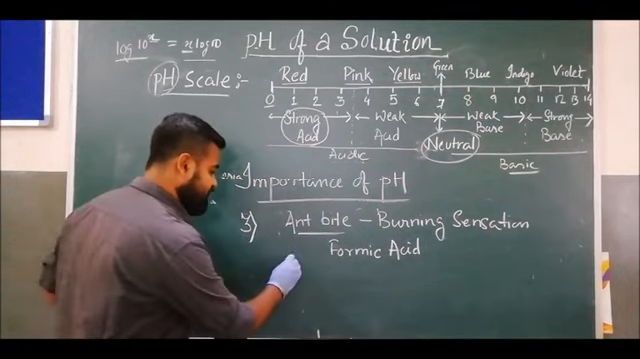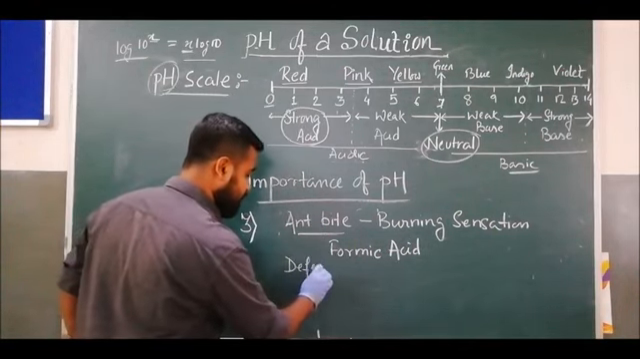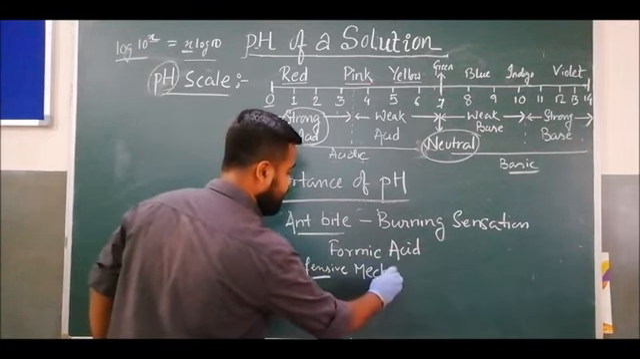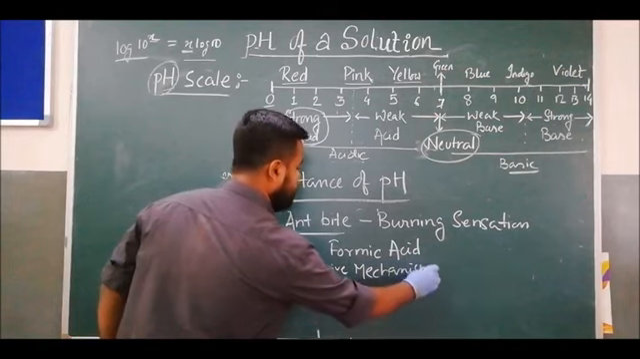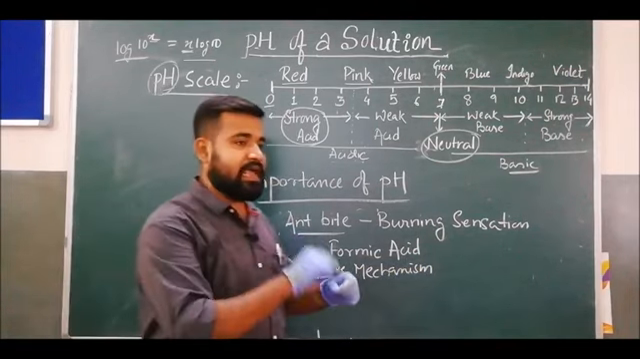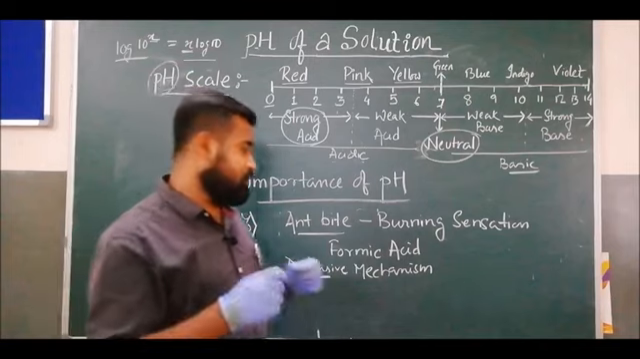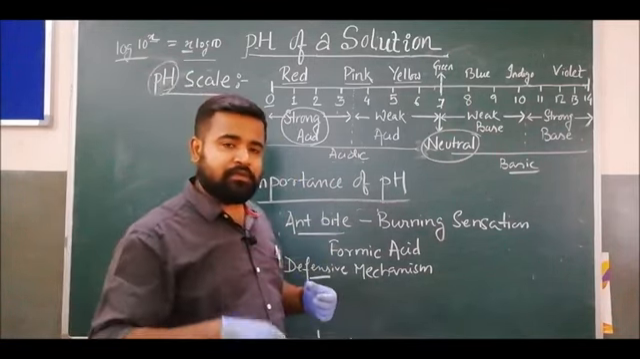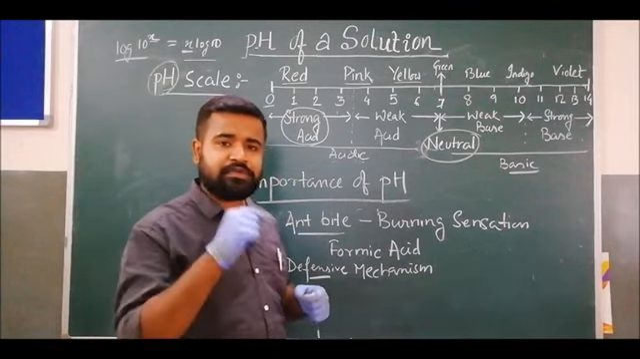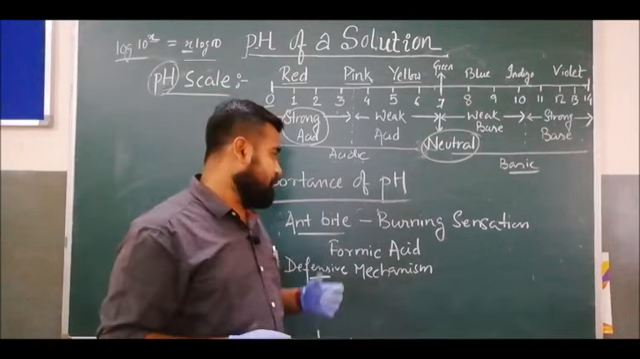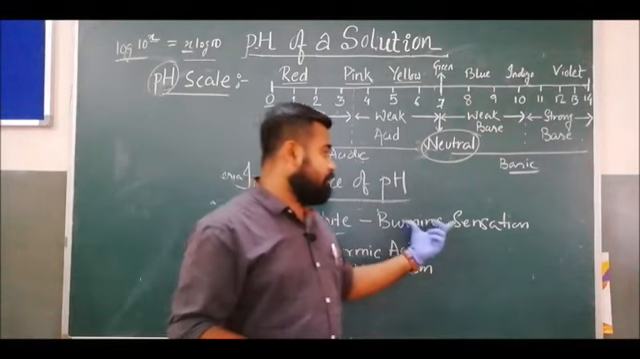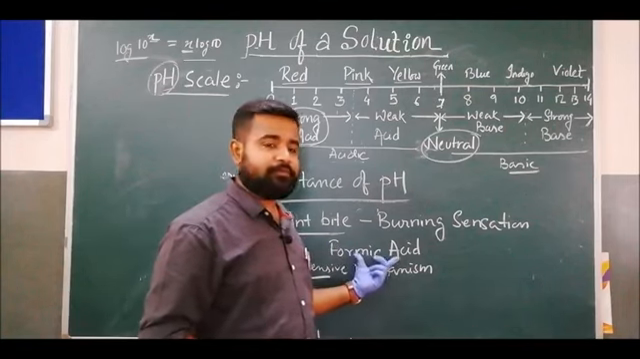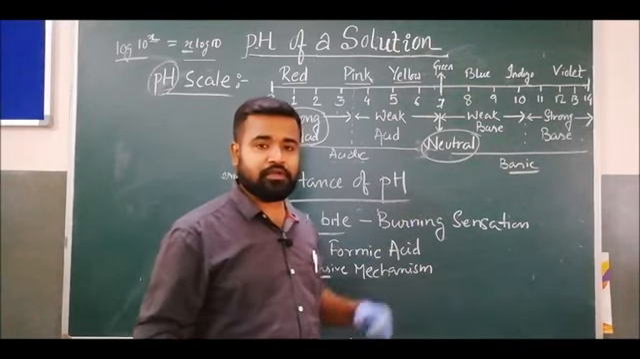And this is a defensive mechanism of plants and animals. It releases acid to protect themselves. Similarly, in the nettle plant, its sting possesses acid that leads to irritation. So when an ant bites, you feel a burning sensation, because the ant bite releases formic acid.